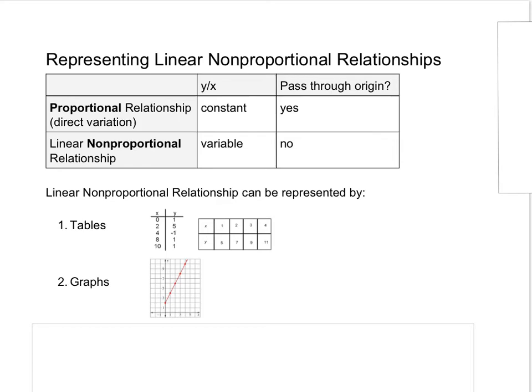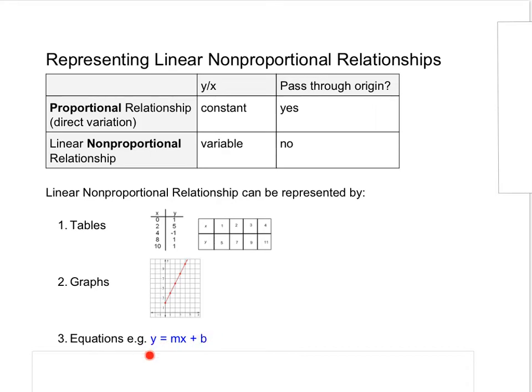The third way that we can represent a relationship is by using equations. For a linear non-proportional relationship, an equation such as y equals mx plus b is a very common form.